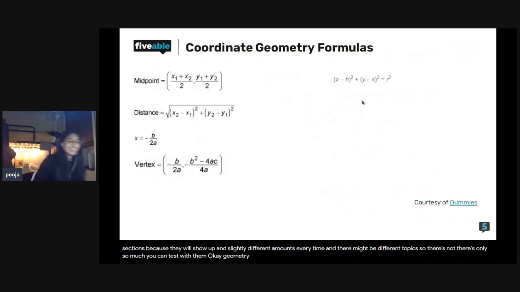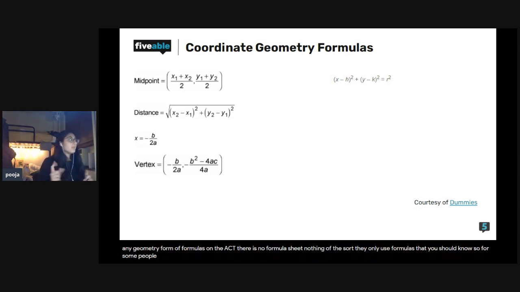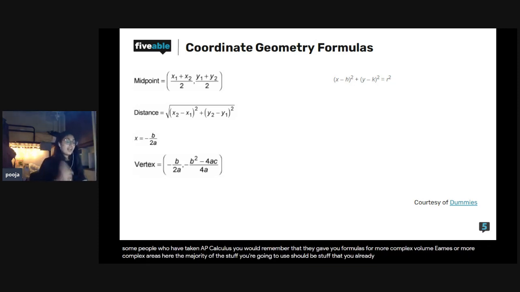Geometry. All right. Take a breath, switch off the algebra, and turn on the geometry. Okay. You do not get any geometry formulas on the ACT. There is no formula sheet, nothing of the sorts. They only use formulas that you should know. So for some people who have taken AP Calculus, you would remember that they gave you formulas for more complex volumes or more complex areas. Here, the majority of the stuff you're going to use should be stuff that you already have memorized.